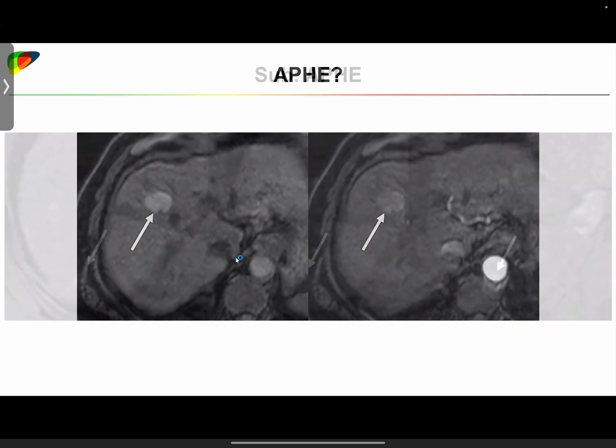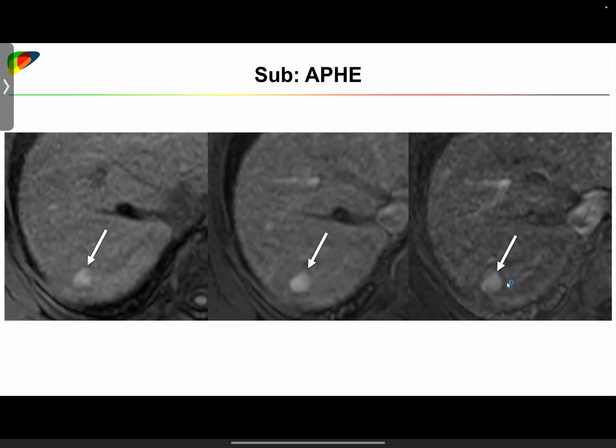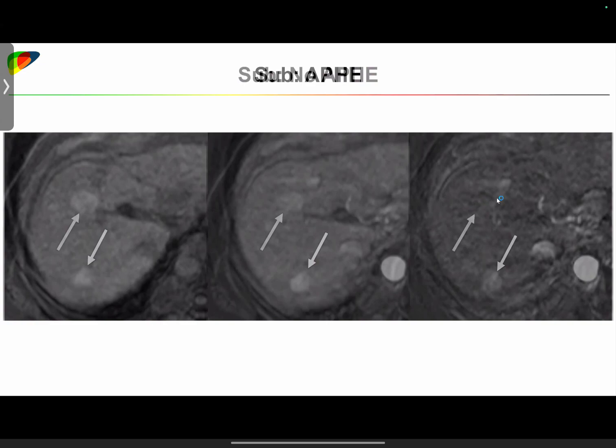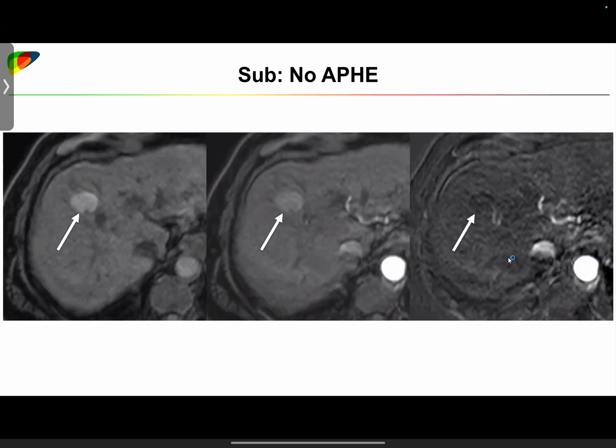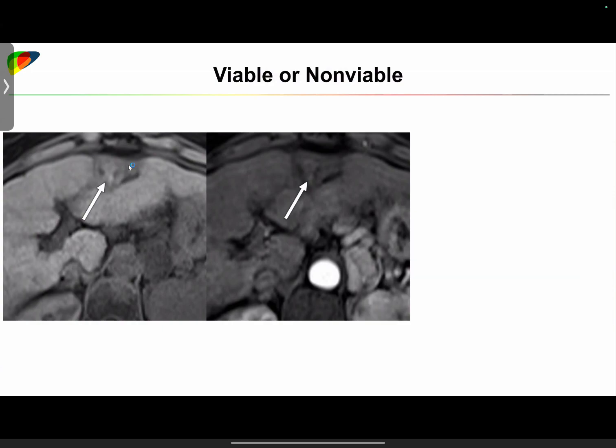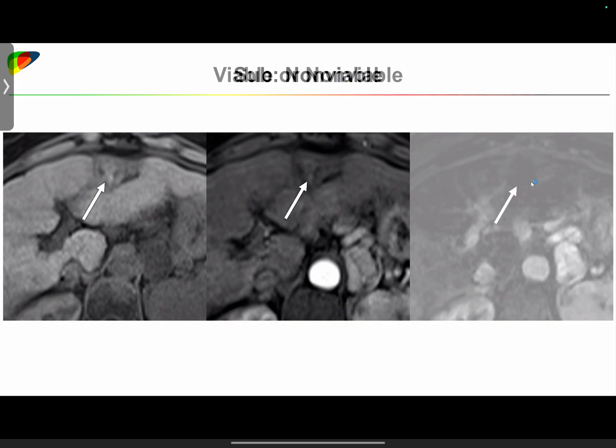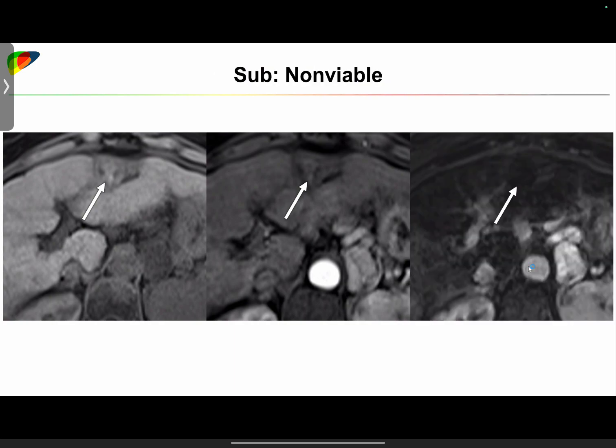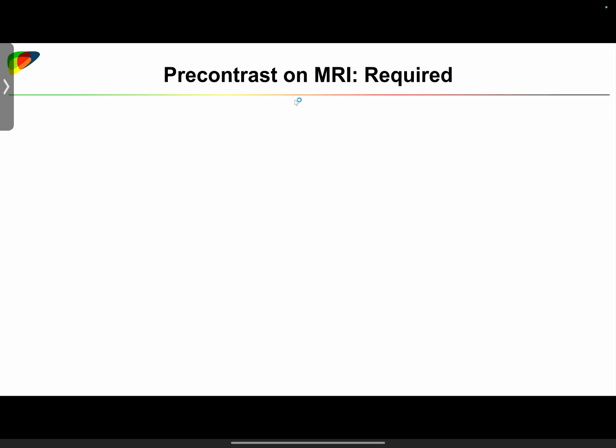If we look at the subtraction for the first patient, clearly there is arterial phase hyperenhancement. So we can confirm this brightness is really true hyperenhancement, as opposed to the second patient, where we have kind of a black hole on the subtraction, so there's no arterial phase hyperenhancement. Similar for viable versus non-viable, you can see a lot of T1 hyperintensity in the cavity, and we often will need subtraction images to confirm lack of enhancement. So in essence, pre-contrast T1 on MRI is a required feature.